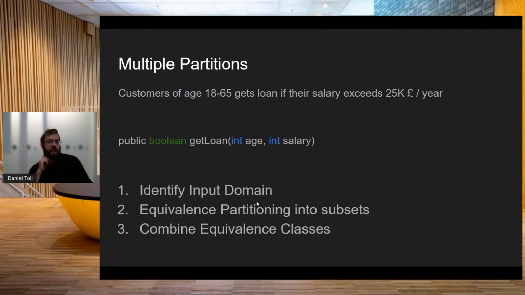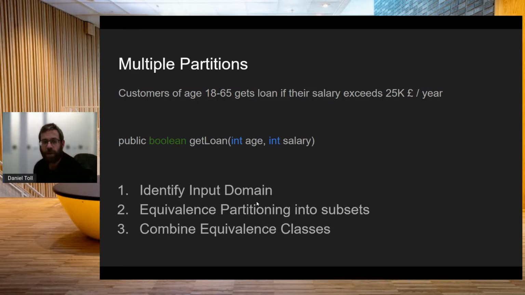Partitioning can also be multi-dimensional, so you can have multiple partitions. An example of that is a function which says get loan, and people need to be between 18 and 65 to get a loan, and their salary needs to be over 25,000 pounds. Since these are two different inputs, we first identify input domains for these variables. Since this is an integer for the age, negative ages are invalid, and all the way up to 17 is invalid for getting a loan. Then all the numbers from 18 to 65 are valid input when it comes to age, but 66 and above is invalid again.